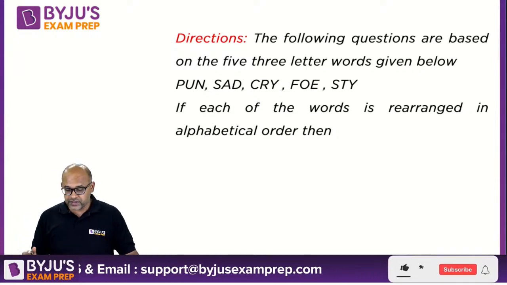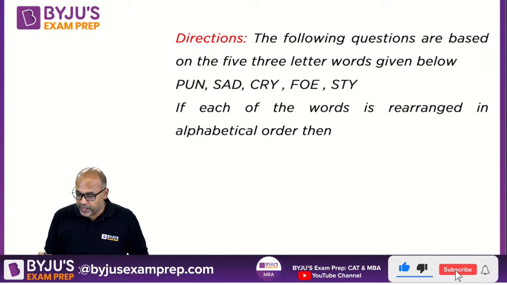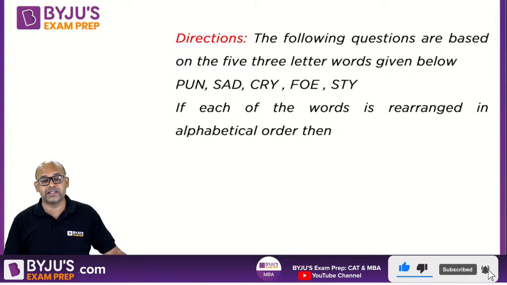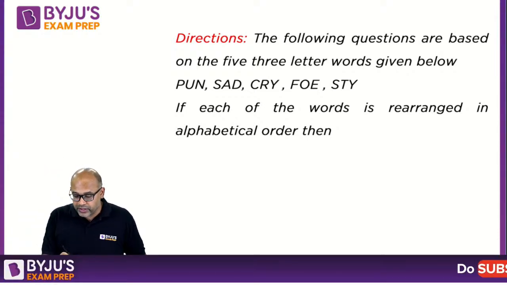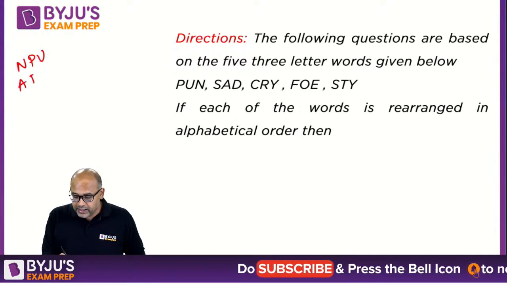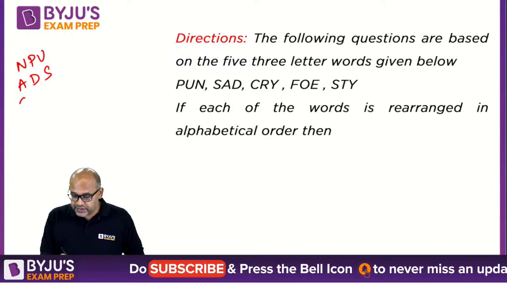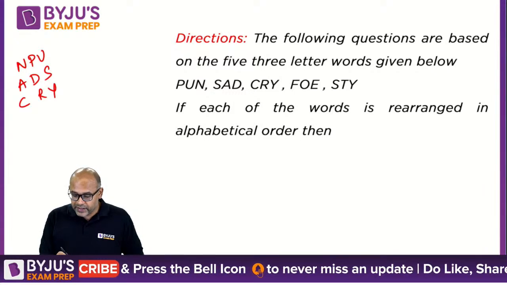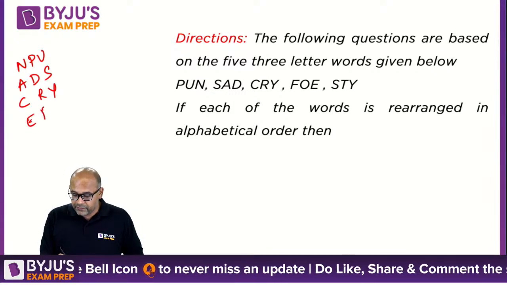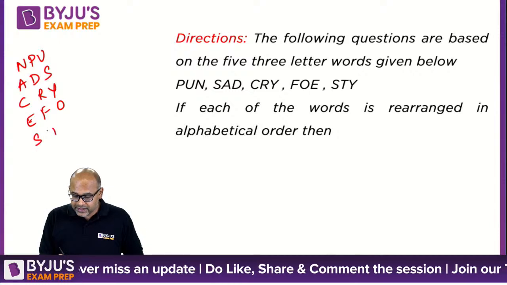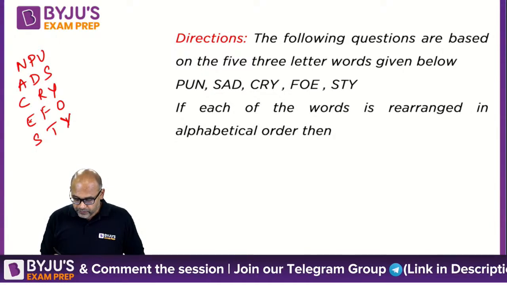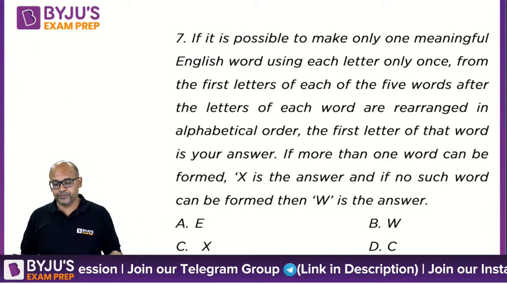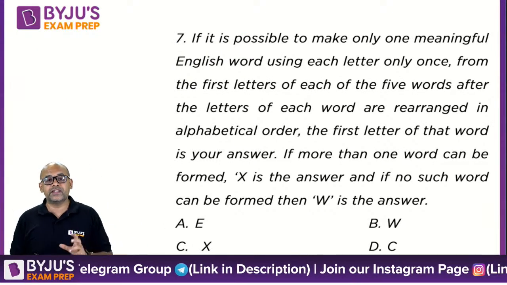Alright, so this instruction is done. So what do you have? You have PUN, SAD, CRY, FOE and STY. Each of the words is rearranged in the alphabetical order. So alphabetical order, you will get NPU, then you get ADS, then CRY will be CRY, then you'll have EFO, STY. Okay, this is what you have. Now let's go and look at the question. I'll give you 60 seconds to solve this question.